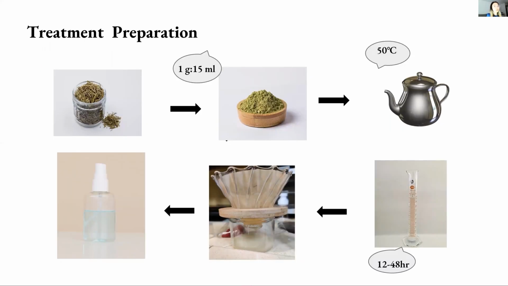To prepare my treatments, I first grind each item into powder using a household spice grinder. Then I mix the powder and water heated to 50 degrees Celsius at a 1 gram to 15 milliliter ratio. I used 5 grams of powder and 75 milliliters of water for all of my treatments. Next, I let the mixture sit and brew for 12 to 48 hours before I strain it through a coffee filter, so that the final treatment solution can be added to a clean spray bottle to be used on the strawberries.